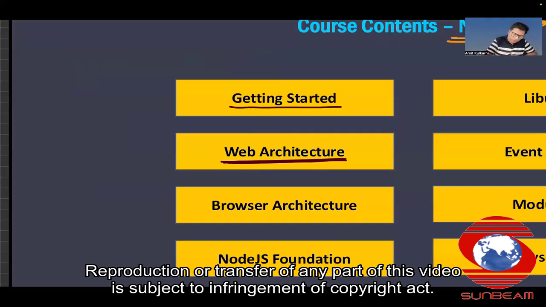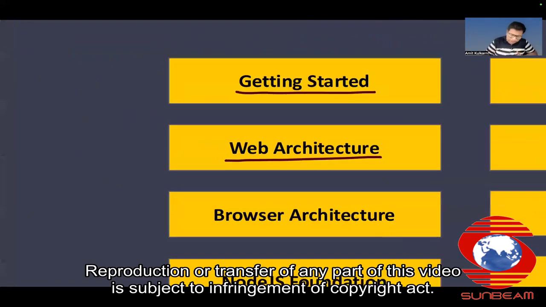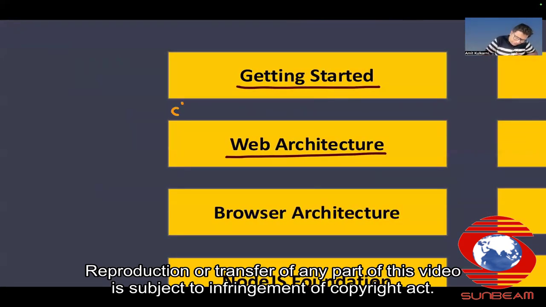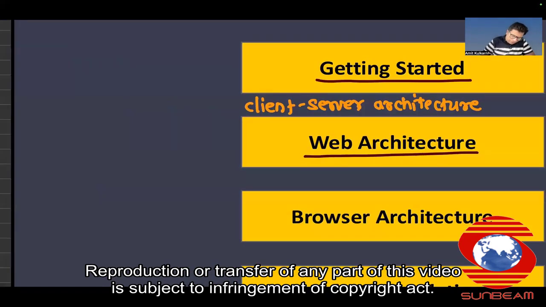Very important. Unless you understand web architecture, you won't be able to understand how the client and server communicate with each other. Because when you say web architecture, it uses a client server architecture. When I say it uses client server architecture, the client here is called the front end, the server here is called the back end. So it uses client server architecture. It uses a protocol called HTTP or HTTPS.